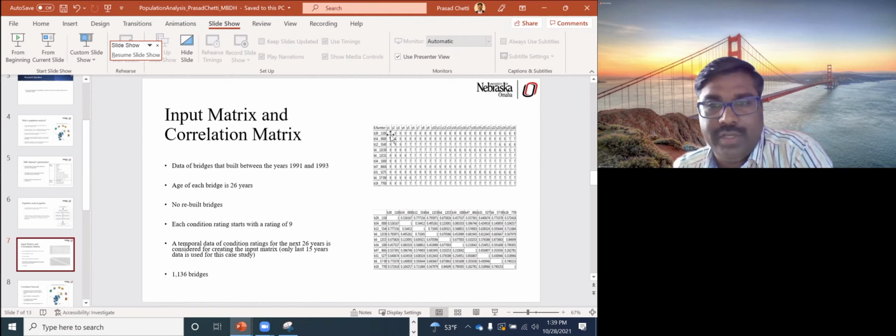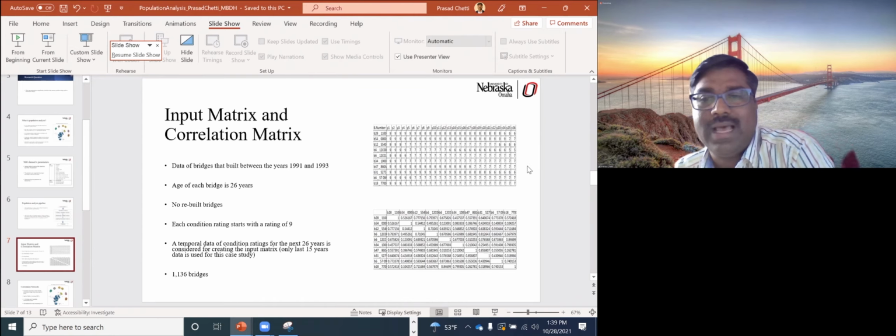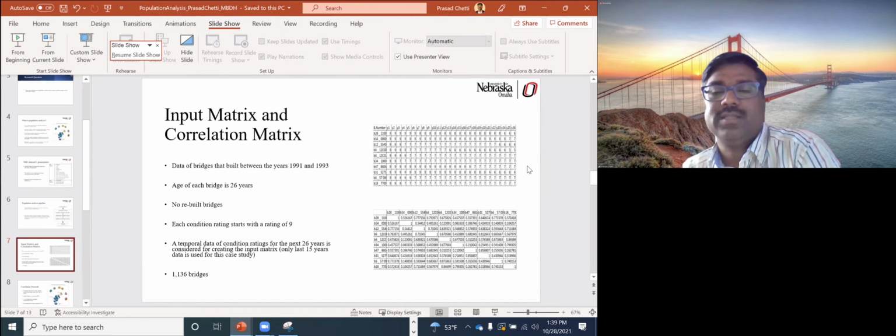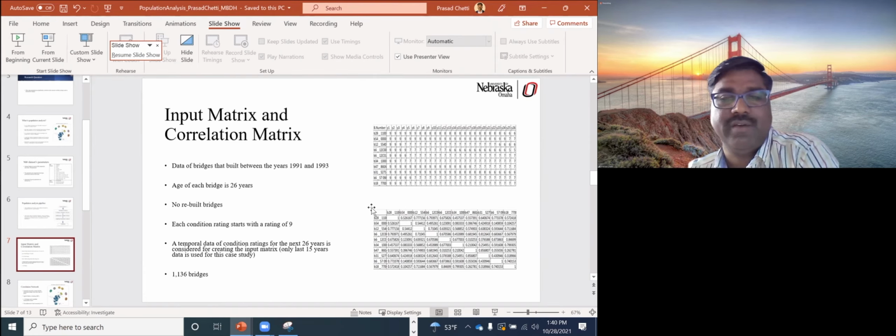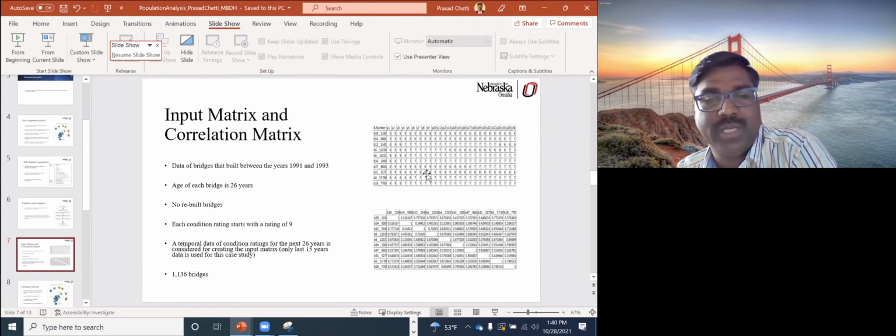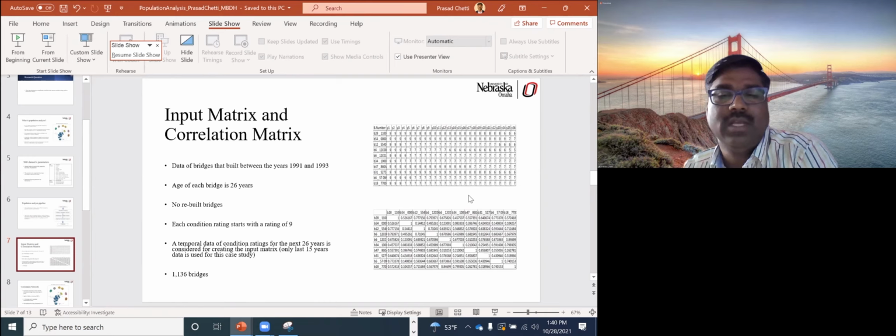Even though we have taken 26 years of data, for our case study we just wanted to see what is happening in the last 15 years. We don't want to consider the first 10 or 11 years, because in most of those years no bridge is deteriorating. Most of the bridges maintain their condition rating of 9, so there is not much variance. So we just want to see what is happening in the last 15 years.